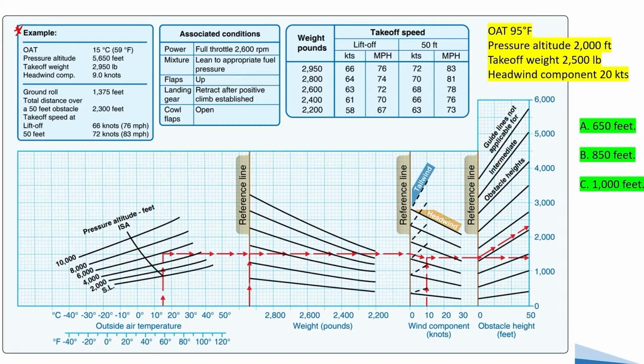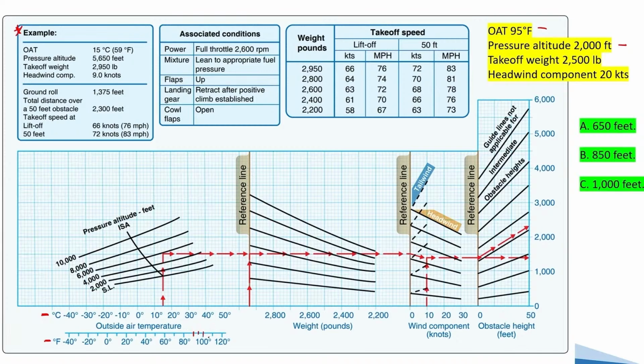I'm going to go ahead and jump in so we can stay on time here. First thing I'm going to look at is my pressure altitude of 2,000, and I'm looking for an outside air temperature of 95 degrees. The first line here is for Celsius, so I'm going to reference the second line for Fahrenheit and find approximately 95 degrees. This is 90, that's 100, so I know it's right in between those.